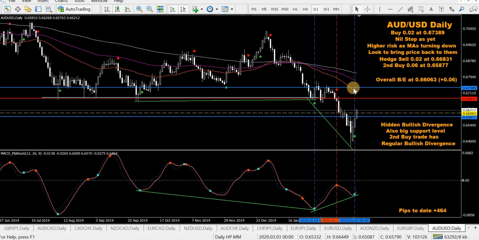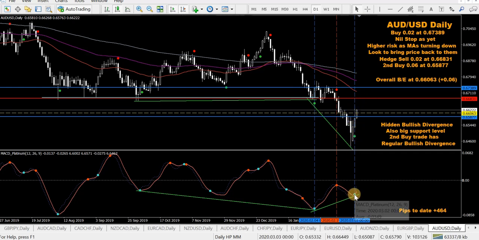Read my notes. And it's come down, and a couple of days ago, it gave me a new buy signal, which I took. This morning I took. So it's gone up nicely. My overall break even is this yellow dashed line. So, and again, it was hidden bullish divergence followed by regular bullish divergence, 1, 2 on the divergence. So at the moment, if I closed all 3 trades, I'd make a few pips there.